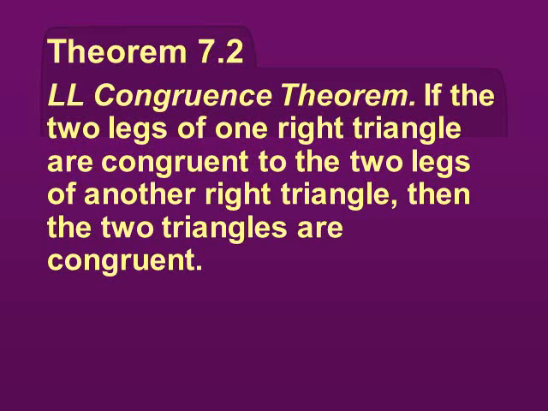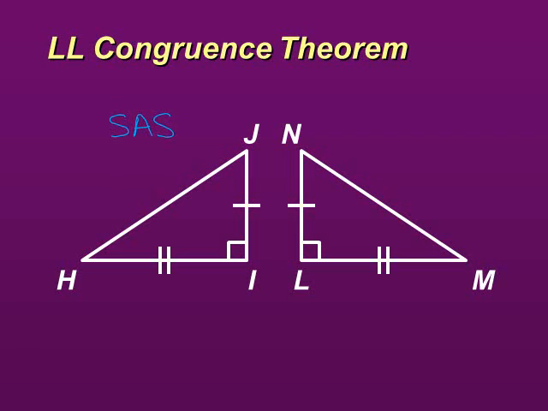Alright, the next theorem is the leg-leg congruence theorem. If two legs of one right triangle are congruent to the two legs of another right triangle, then the two triangles are congruent. This one you will see is similar to side-angle-side. The angle in the middle is the right angle, so this lines up exactly. The leg-leg congruence is similar to the side-angle-side congruence. So again, it's not a completely different and unknown theorem to you. It's just worded differently for the specific kind of triangle.